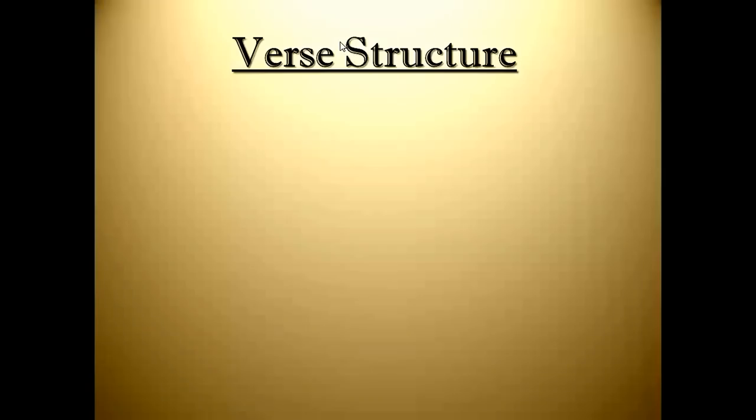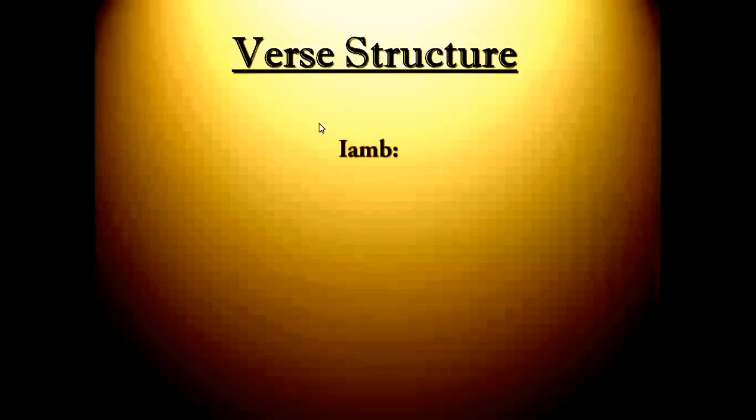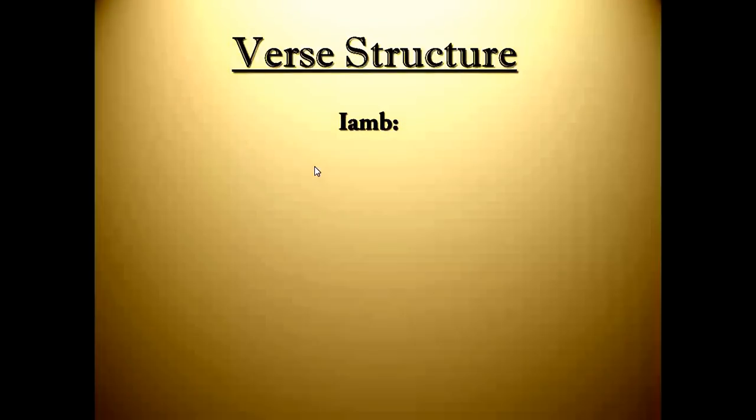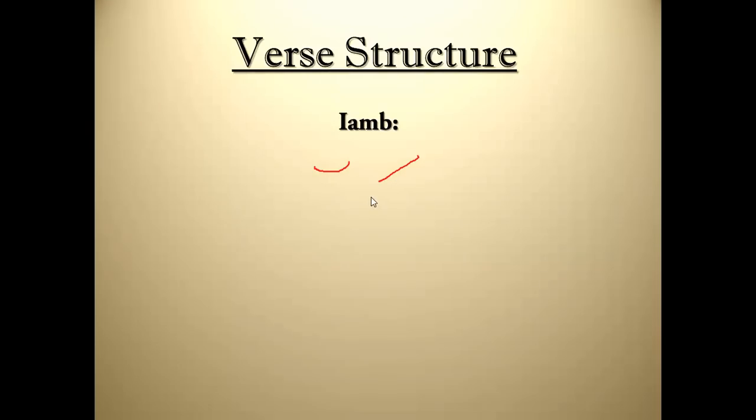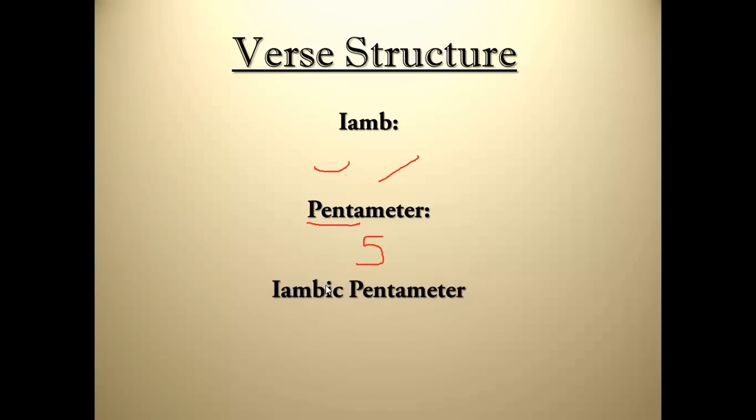The first structure of the Shakespearean sonnet is iambic pentameter. An iamb, referring to the syllabic verse, is an unstressed followed by a stressed syllable. Pentameter refers to the meter of a line of verse, in this case, penta, referring to 5. Therefore, a line of iambic pentameter would read, "Let me not to the marriage of true minds." 1, 2, 3, 4, 5.